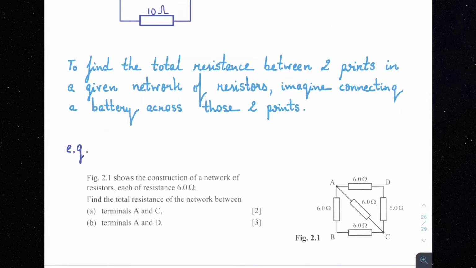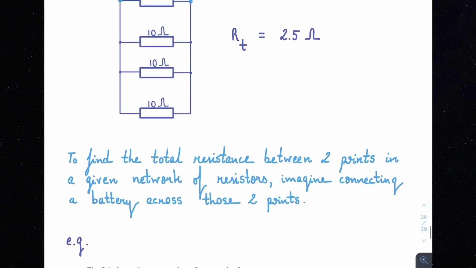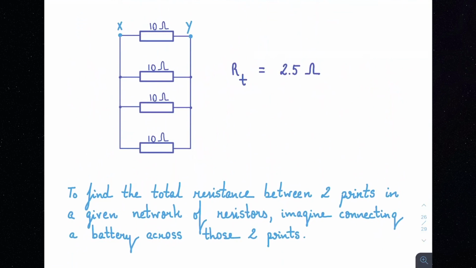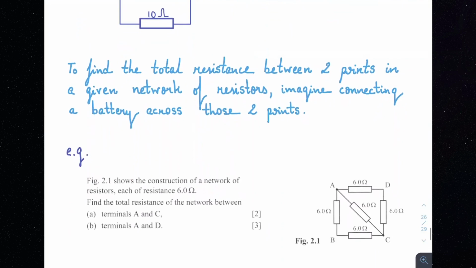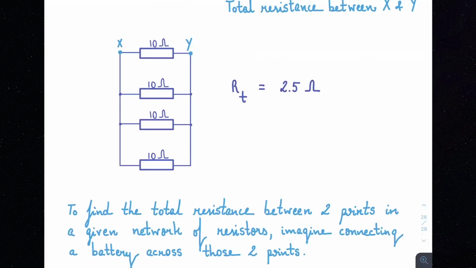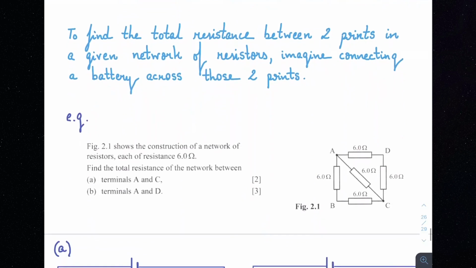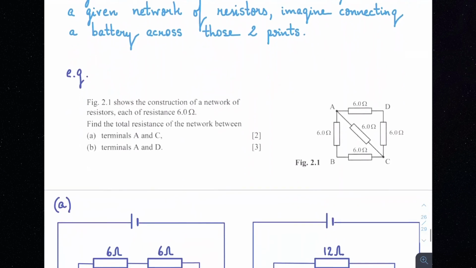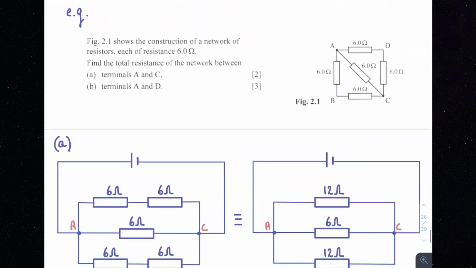To find the total resistance between 2 points in a given resistor network, we refer to such resistor configurations as resistor networks, imagine connecting a battery across those 2 points. So, if you are given a resistor network that is not part of a circuit, to find the total resistance between 2 points, imagine connecting a battery across those 2 points. Let's consider, for example, the following network of resistors, each of 6 ohms. The question is asking us to find the total resistance first between terminals A and C, and then between A and D.